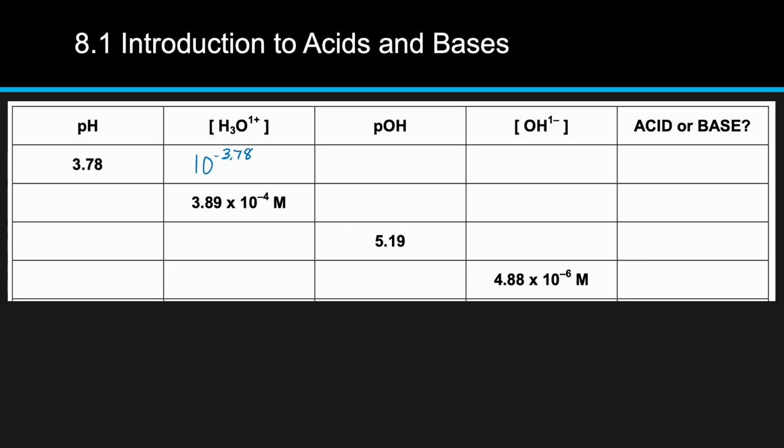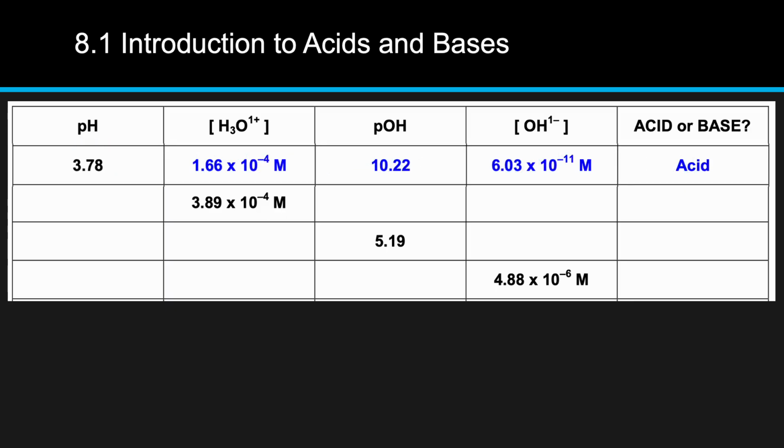For pOH, I'm just going to take 14 and subtract my pH, which is 3.78, and that will give me my pOH. And then to get my concentration of OH minus, I'm just going to do 10 to the negative pOH. And because we are given a pH of 3.78, I know that's very acidic, so this is going to be an acid. All right, and here you have your answers for that first row.